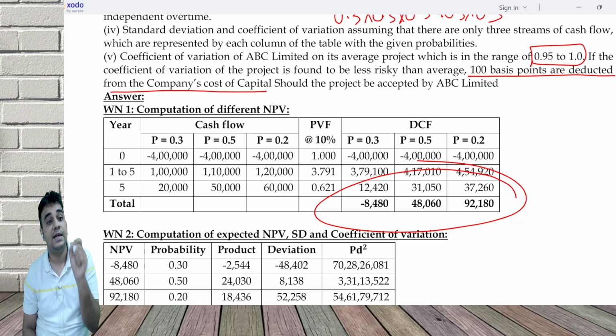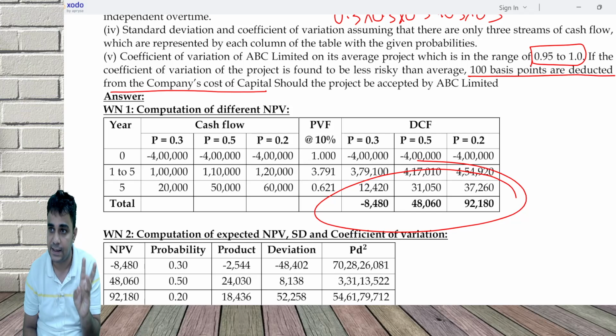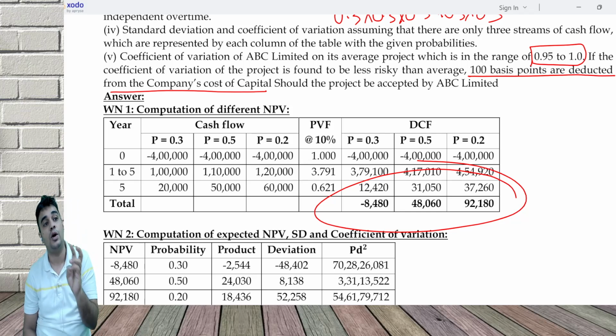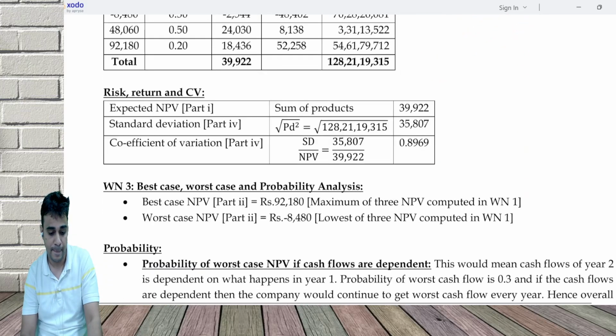In this question, approach 2 will not help because you cannot get best case and worst case NPV through approach 2. Clear? Able to understand this? Any doubts in the difference between approach 1 and 2?